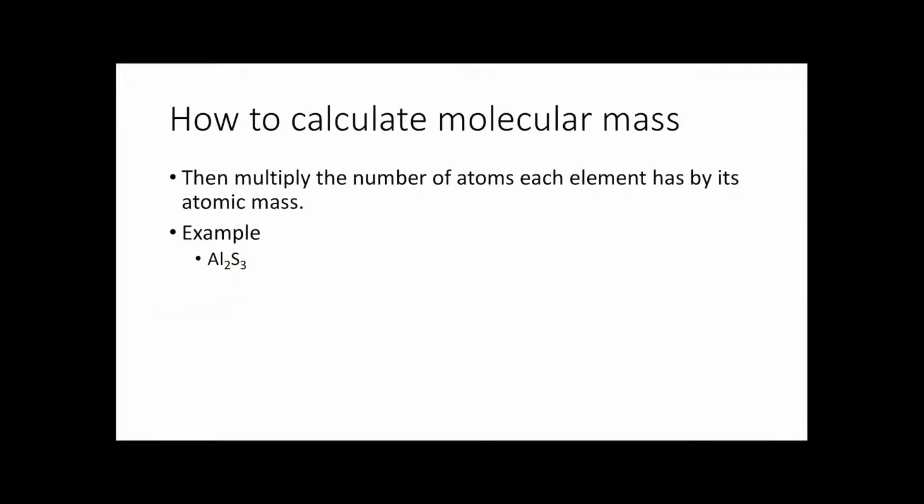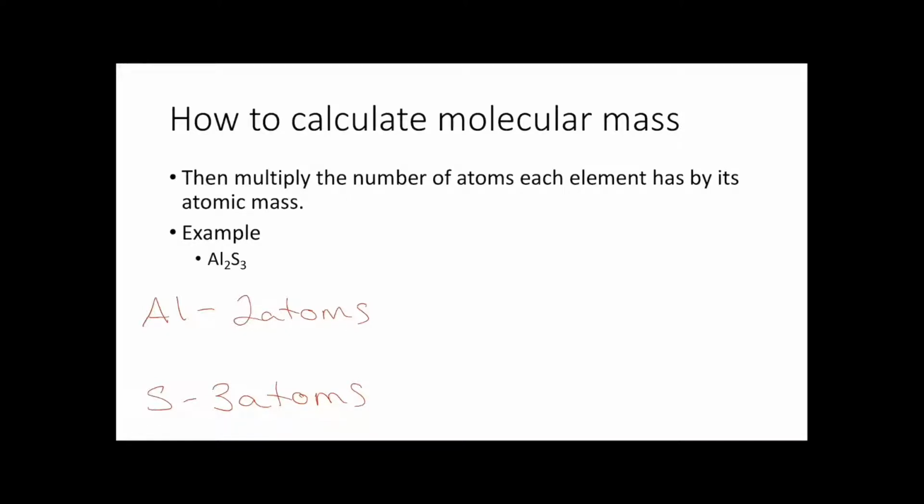So the next step then would be to multiply the number of atoms by the element's atomic mass. We know that aluminum has 2 atoms because we've looked at the subscripts, and we know that sulfur has 3 atoms. Now we need to figure out the mass of each of these.